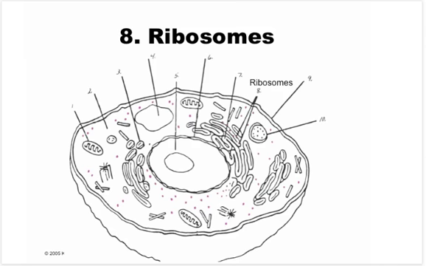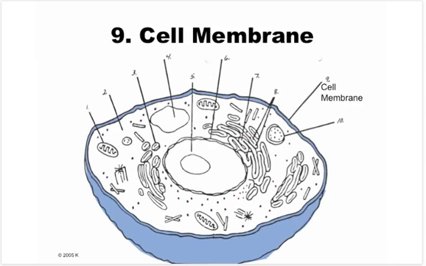And number 9 is the cell membrane. So think of this cell like a bowl. You know, it's like a sphere that's been cut in half. So that's why the bottom part here is the cell membrane as well.